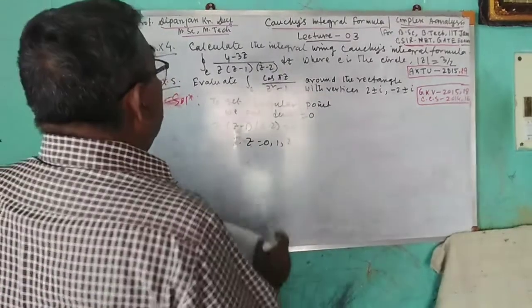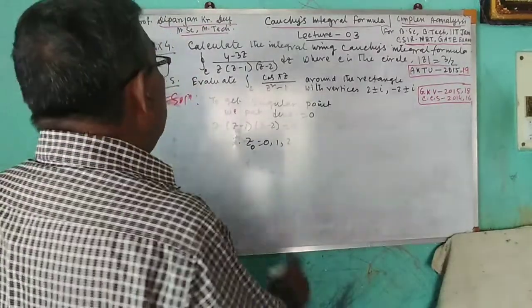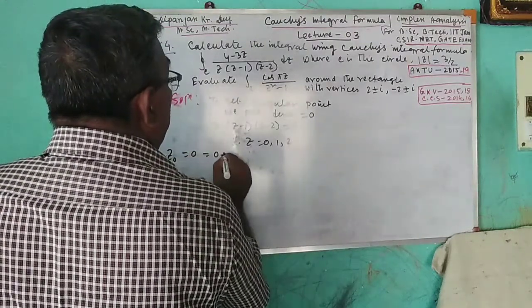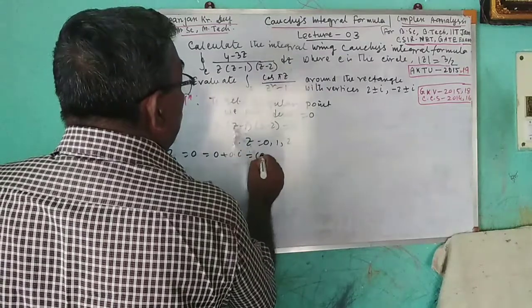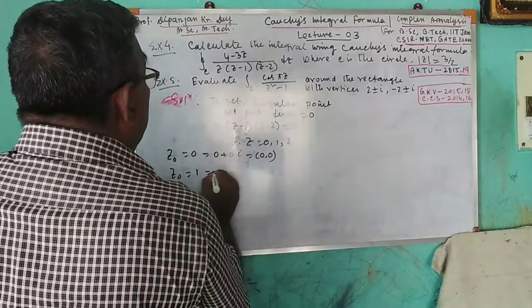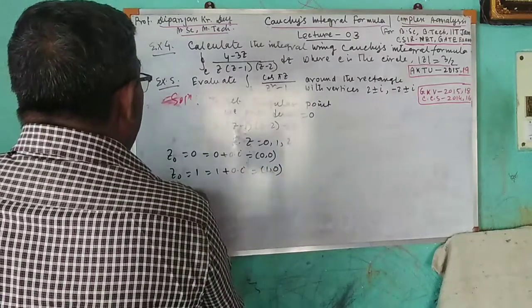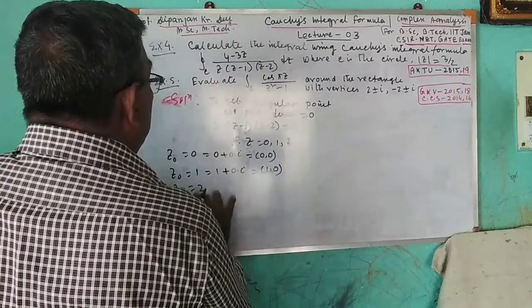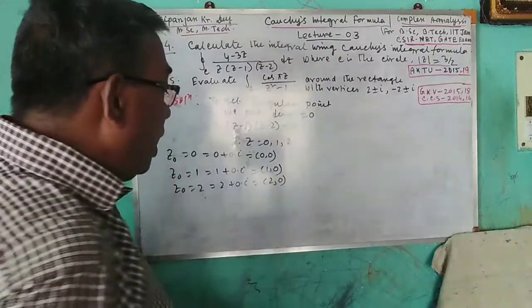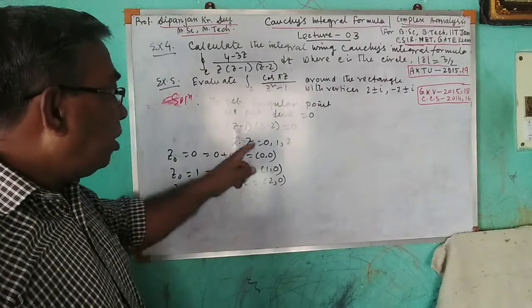So we can say z0 equal to 0, z0 equal to 1 and z0 equal to 2. Z0 equal to 0 means 0 plus 0 into i, that is (0, 0). Z0 equal to 1 is 1 plus 0 into i, that is (1, 0). And z0 equal to 2 is 2 plus 0 into i, that is (2, 0). As you know, x plus iy equals (x, y). So these are the points of singularity.